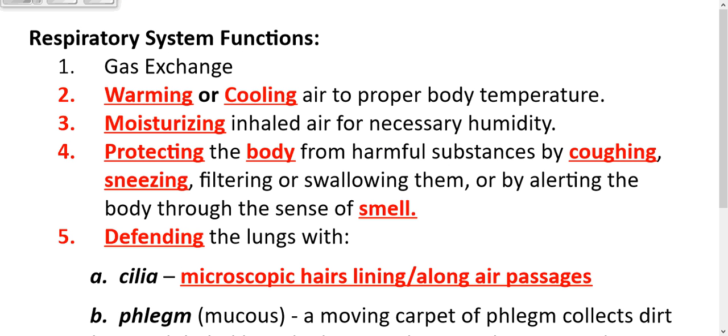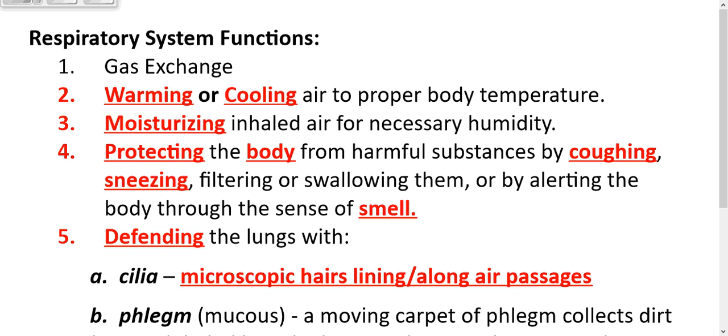So our respiratory system has several functions. Its main function is gas exchange, right? Getting oxygen into the body and carbon dioxide out. It also warms or cools the air to the proper temperature, right? Especially as we're breathing in through our noses, our nose is rich in blood vessels. That's going to help to warm the air. Moisturizing the inhaled air for kind of humidity, right? We don't want it to be too dry.